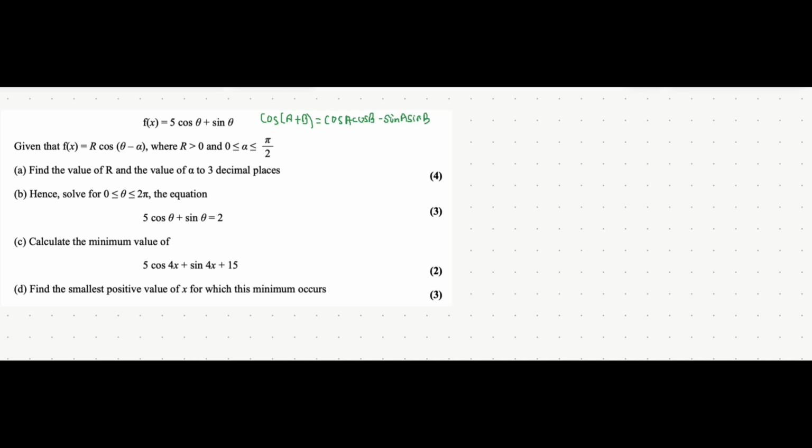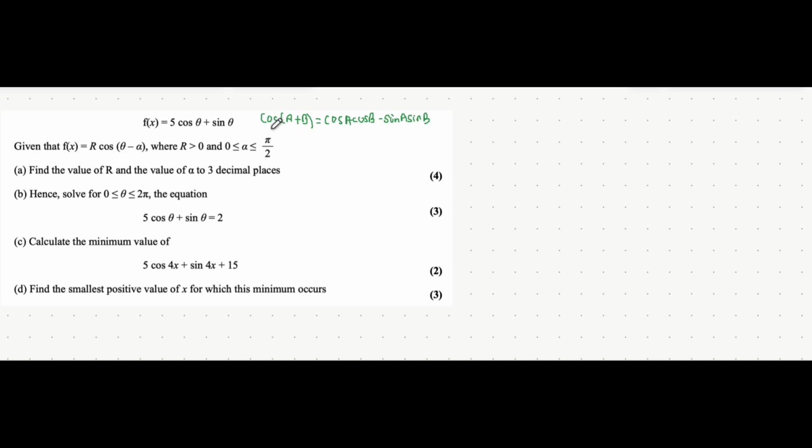In this video, we're going to look at an A-level maths exam question that uses the R cos formula. So I'm going to make one about the R sin formula as well, so be sure to look at that on my playlist. But it tells you an equation in terms of cos and sine, and it tells you that f of x can also be written in this format here.